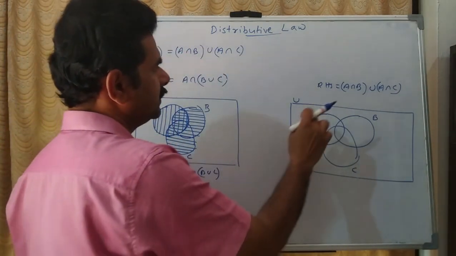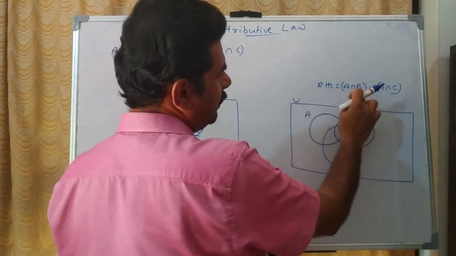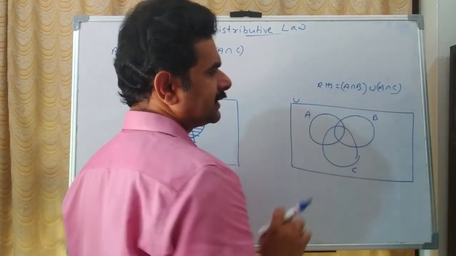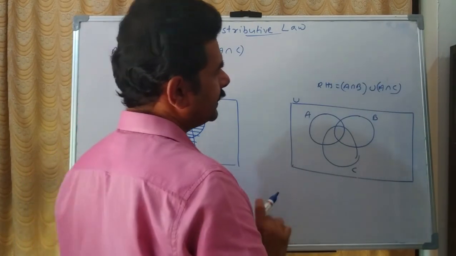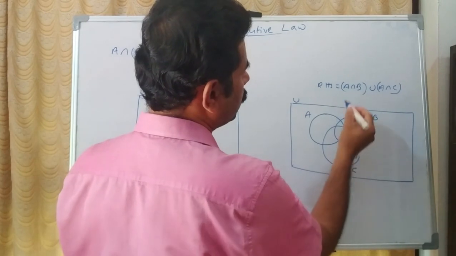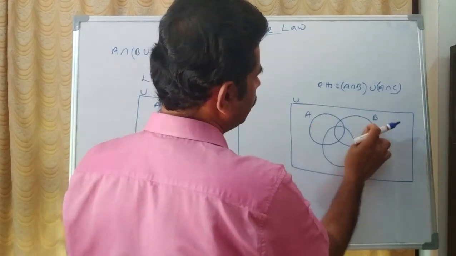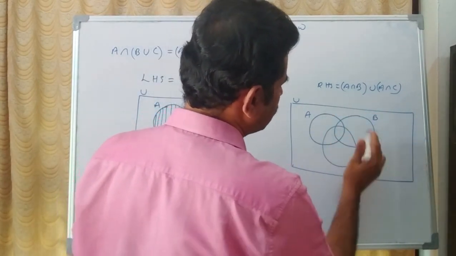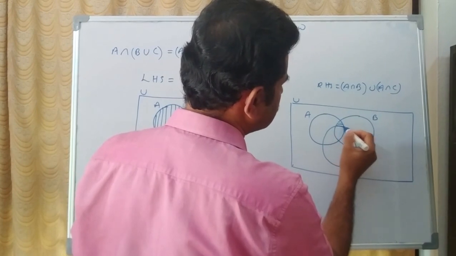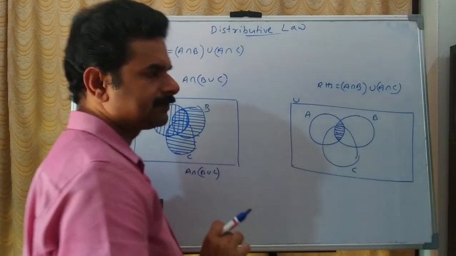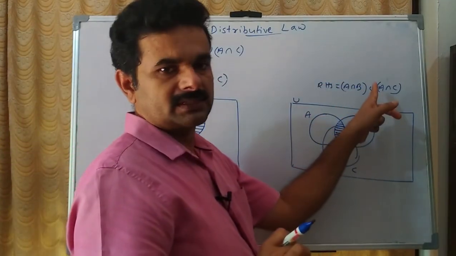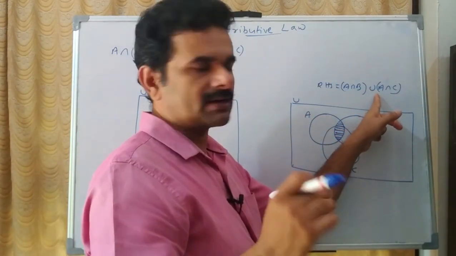Then we have to check A intersection B union A intersection C. Firstly, we are taking the bracket A intersection B. A intersection B means what? Common for both A and B. A is this one, B is this one. Common for both A and B means this one. Union. Since it is union, no need of particular shading.